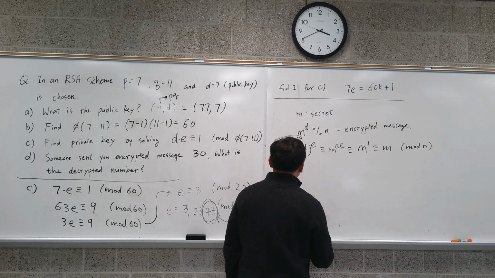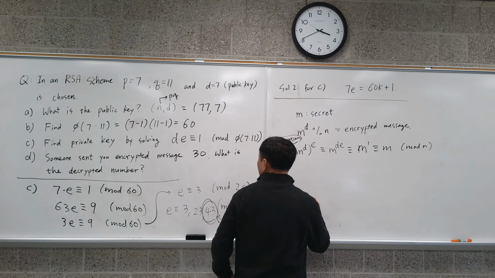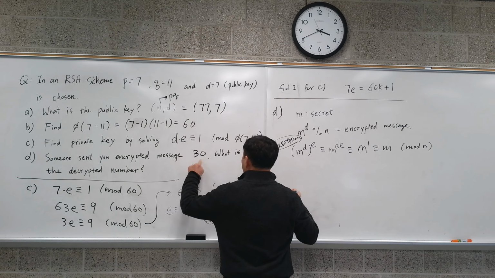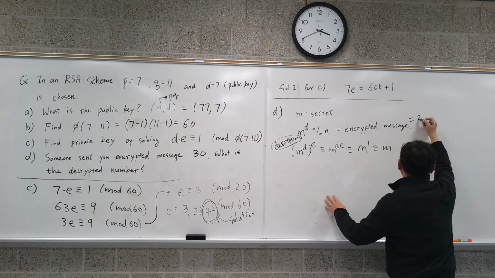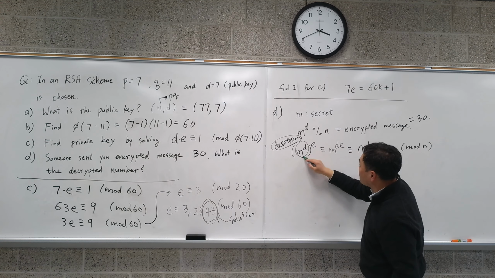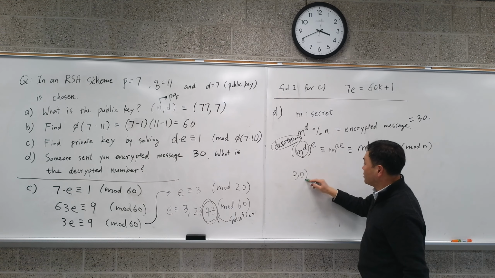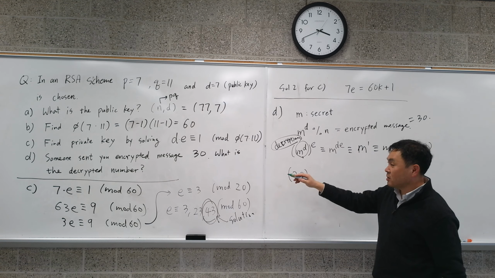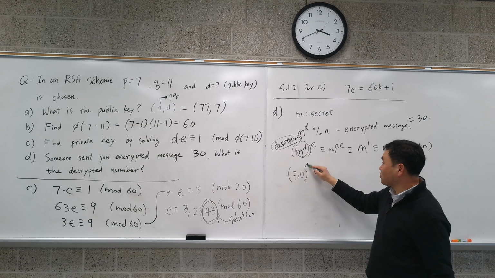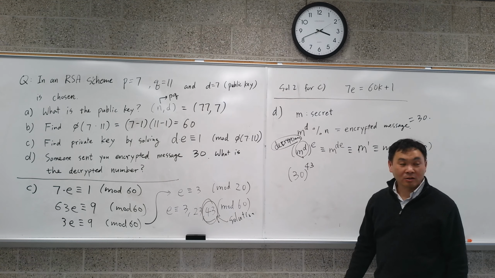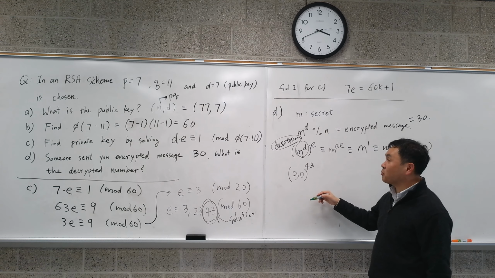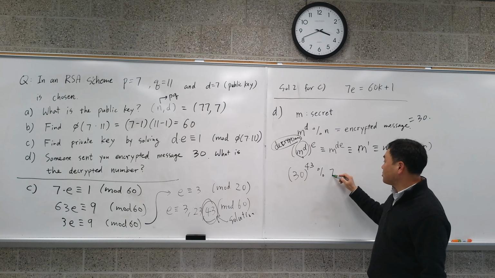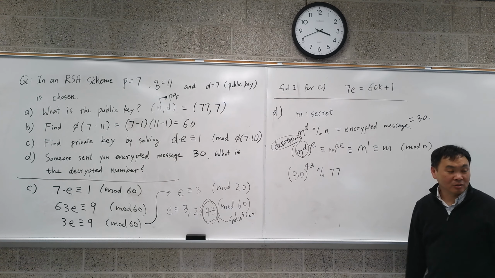Okay, so let's do that. Let's say in question D, the encrypted message is 30. So this M to the D part is 30. Now how do you decrypt it? You take the power to the E, which in our case was 43, right? You have to take 30 to the power of 43, and do the mod by 77. That's what you have to do.